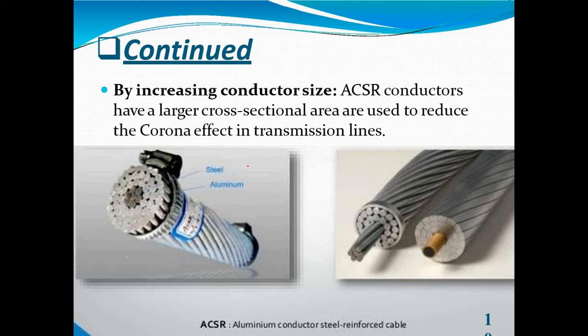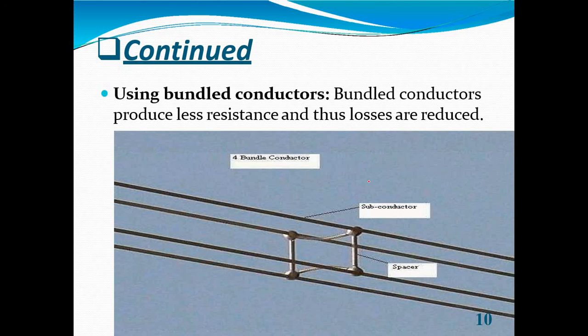So the core is made of steel and the outer side is made of aluminium. Now next is using bundle conductors. Bundle conductors produce less resistance and thus losses are reduced. This is a figure for the bundle conductors.